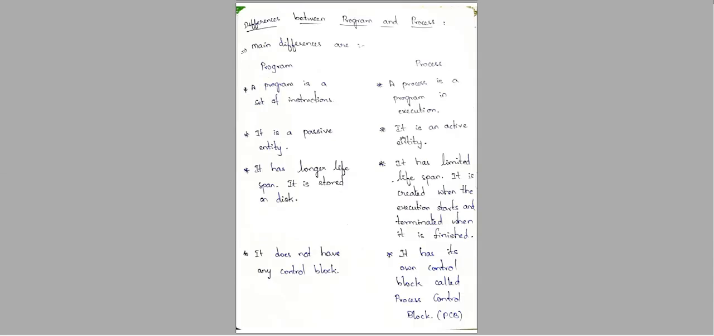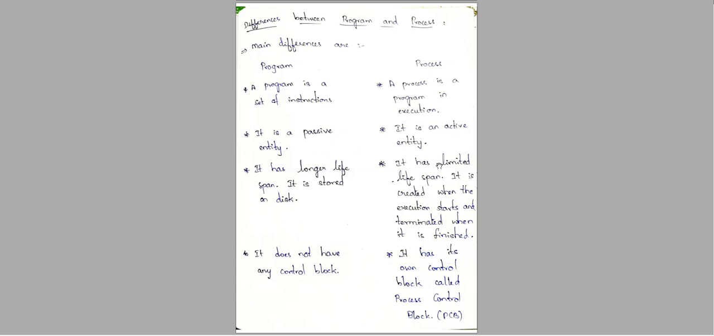Now we'll see the differences between program and process. A program is a set of instructions. As I have said, you'll write code. In that code you give a set of instructions, that is a program. You'll save it in the hard disk. So it is stored in a disk. It has a longer lifespan. As long as you don't delete it manually, it resides on the disk. So it has a longer lifespan.